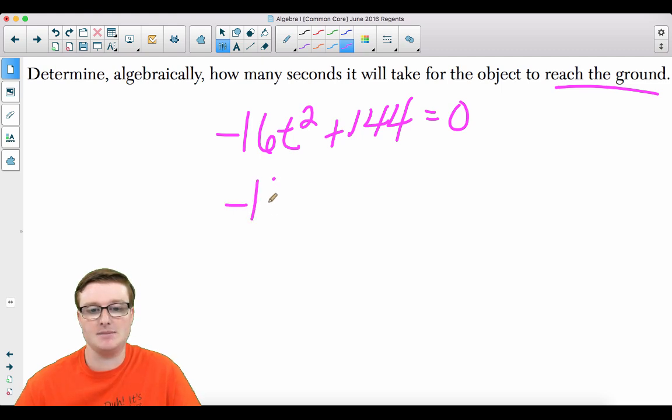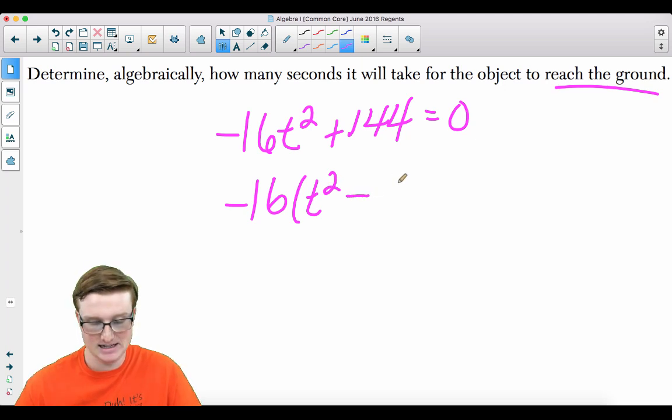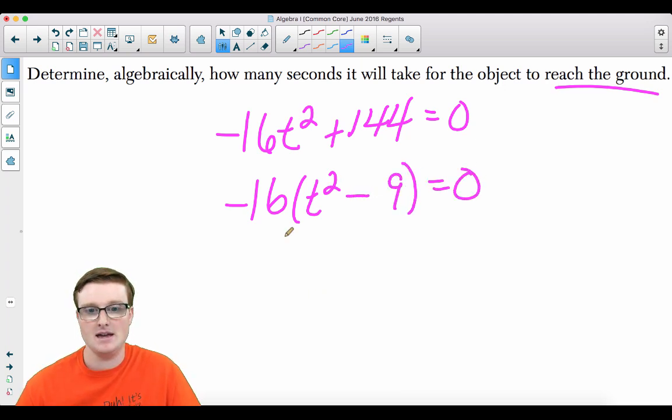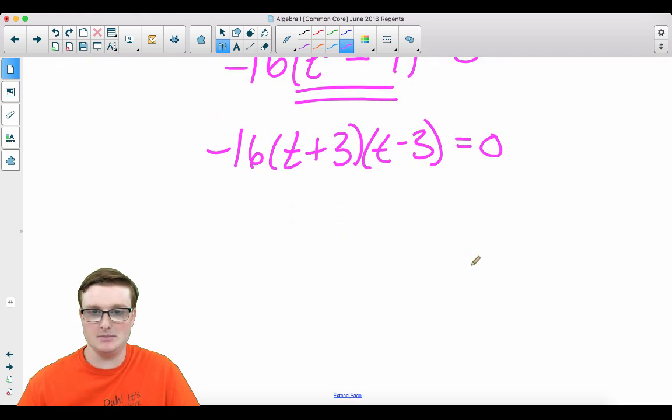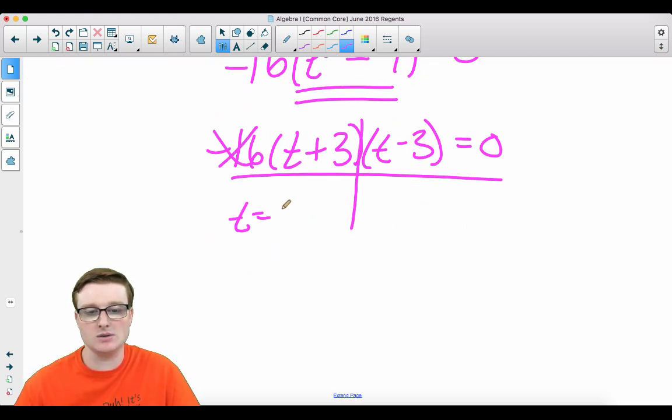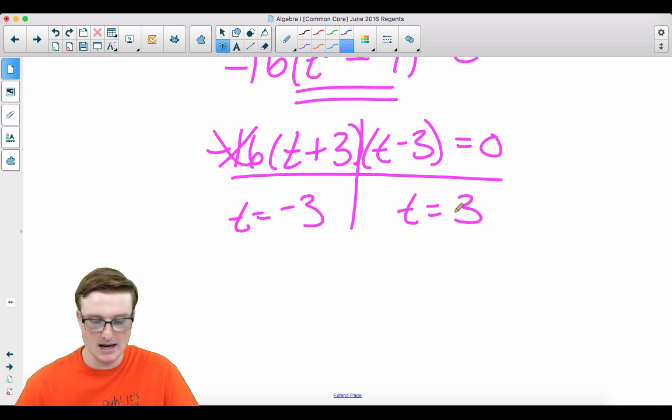Take out a negative 16, because 16 goes into 16 and 144. You're left with t squared minus 9 equals 0. This factors as a difference of squares. So you get negative 16, which carries along for the ride, times t plus 3, t minus 3, and you set it equal to 0. Divide by negative 16, and that negative 16 cancels. You get t equals negative 3, and t equals positive 3.